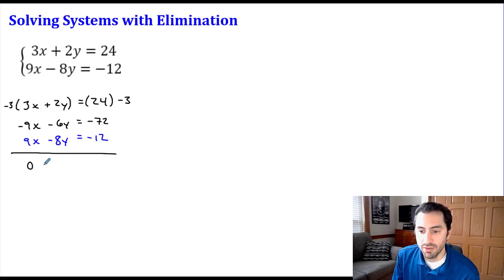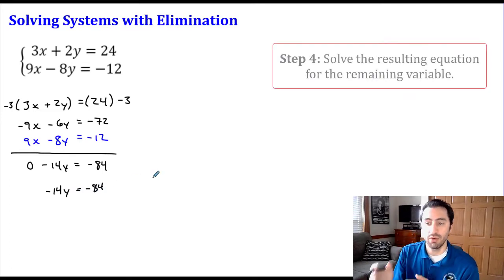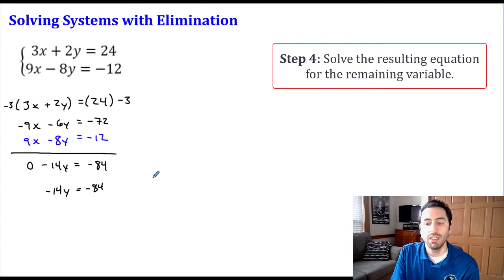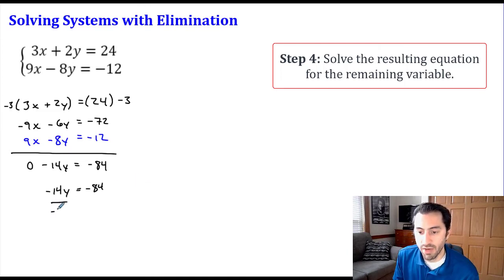The two y values, negative 6y and negative 8y, give a negative 14y. And negative 72 minus 12, we get a negative 84. So we end up with this simple equation of negative 14y is equal to negative 84. Again, we were able to go from two equations, two variables, and combine them in such a way that we ended up with one equation, one variable. Now we can solve for y by dividing by negative 14, and we end up with y is equal to 6.